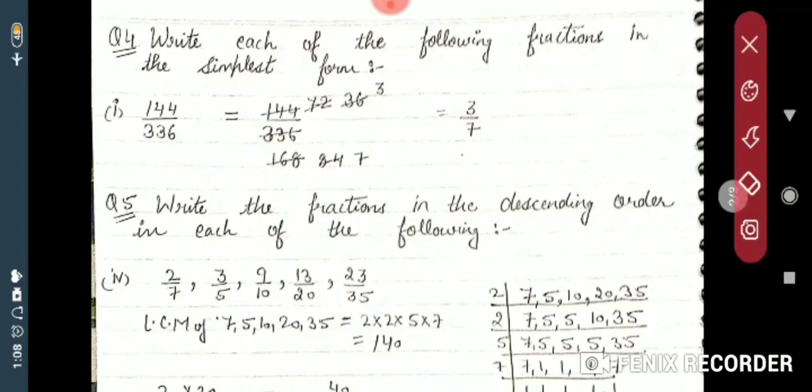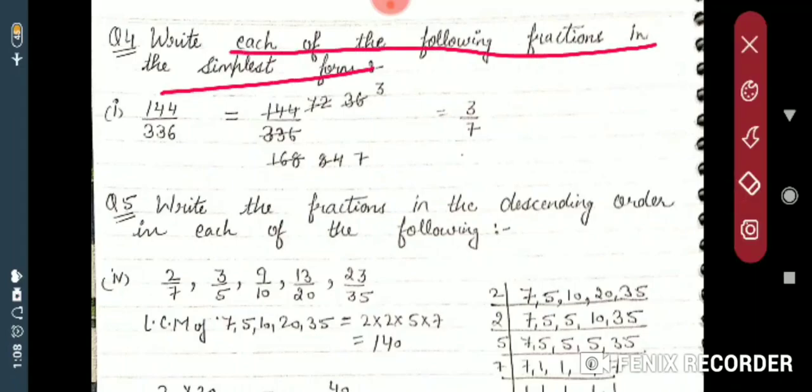Now the next question is: write each of the following fractions in the simplest form. In which form do you have to write? Simplest form. The question is 144 upon 336. Simplest form means that you keep dividing the number as many times as you can, until it cannot be divided any further. That means you can cut that number. Just see, 144 upon 336.